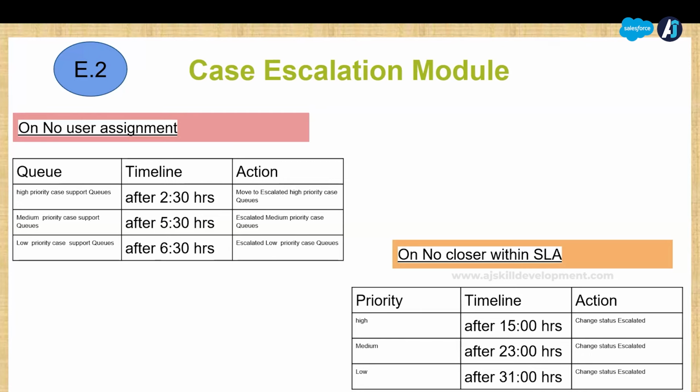If that is not happening, there is an escalation module which is keeping a watch on it, and it will notify the user that you do not have the timeline. You have to resolve it or get it escalated. If not happening, then it will escalate. It will change the status from working, or whatever the status is, to escalated. Now the supervisor will be notified and take care of it so that it will be resolved within the time frame. Now let's move to the next slide.